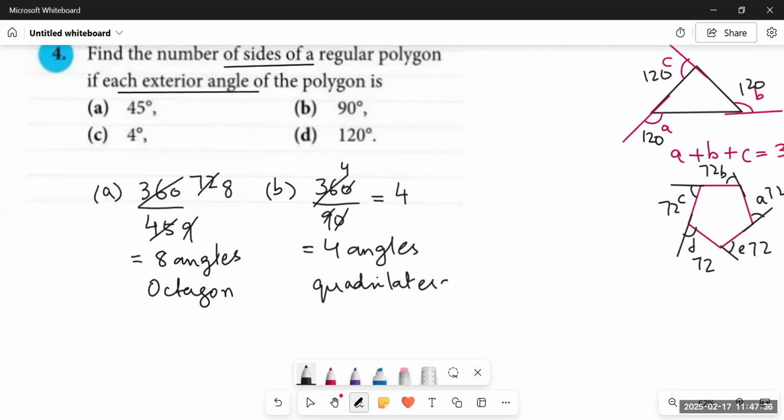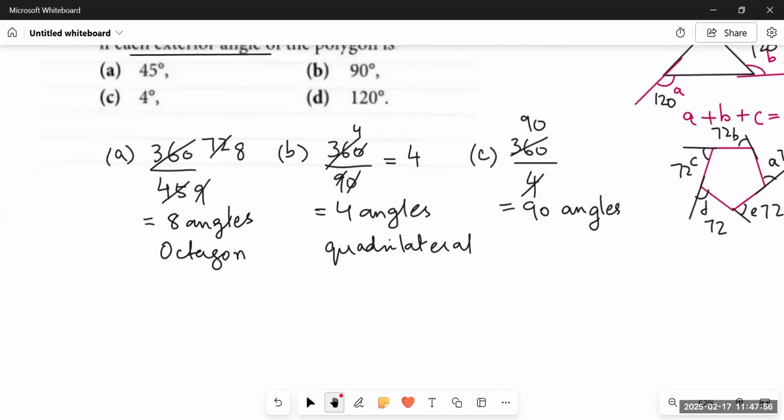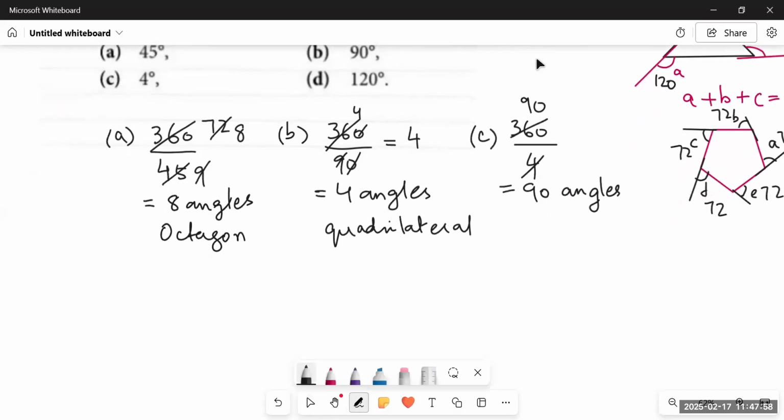Okay. Similarly, if we have a shape with an exterior angle measurement of only 4 degrees, we'll divide 360 by 4. And what do we get? 4 ones are 4, 4 nines are 36, and 0. It means it's a polygon with 90 angles. And I told you a polygon could have any number of sides.